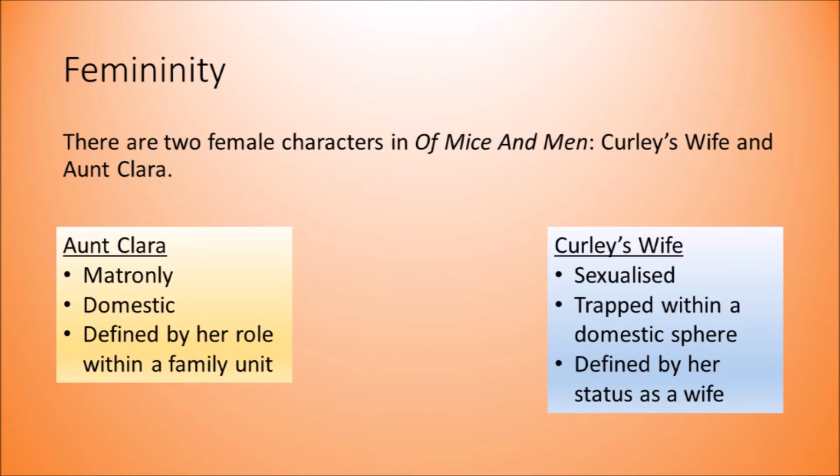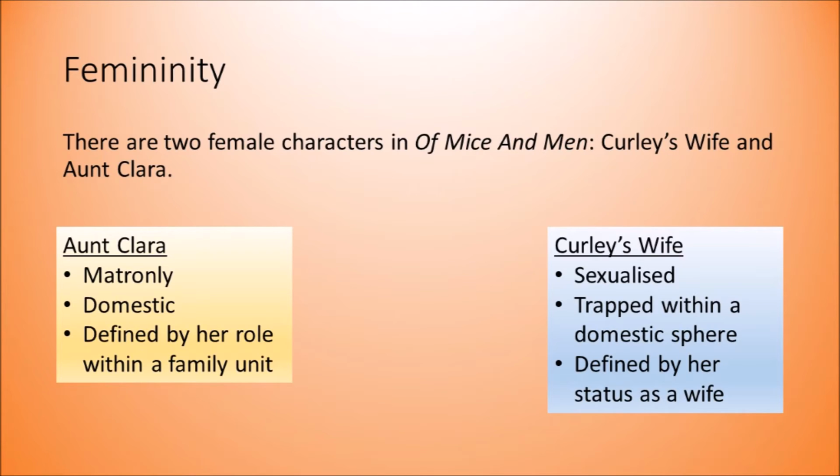What's interesting is that if you compare Aunt Clara and Curly's wife, you get very different ideas of what it means to be feminine. Aunt Clara is a matriarch. She is head of a family unit, or is head of as much of a family unit as the reader is ever told about. She is defined by her role within a domestic environment. She is there to look out for other characters, and she specifically charges George with the responsibility to look after Lennie. She passes that domestic role onto him.